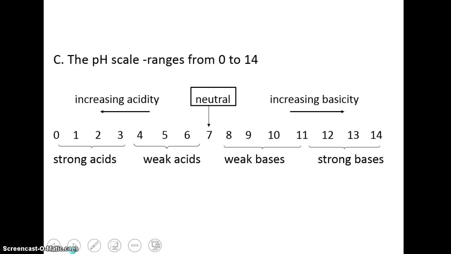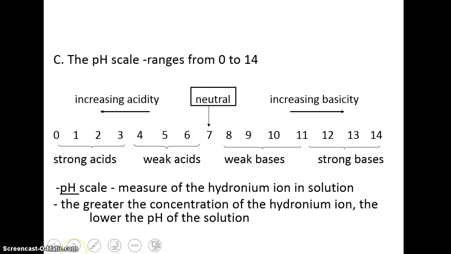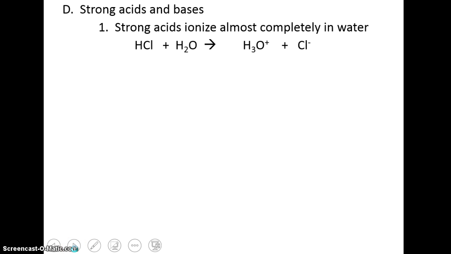Here's the pH scale. It ranges from 0 to 14. Your strong acids are 0 to 3. Your weak acids are 4 to 6. 7 is neutral, which means it's not an acid or a base. Weak bases are 8 to 11, and strong bases are 12 to 14. So you increase in basicity the higher the numbers, and when you go to lower numbers, you're increasing acidity. The pH scale is a measure of the hydronium ion in solution. The greater the concentration of the hydronium ion, the lower the pH of the solution.